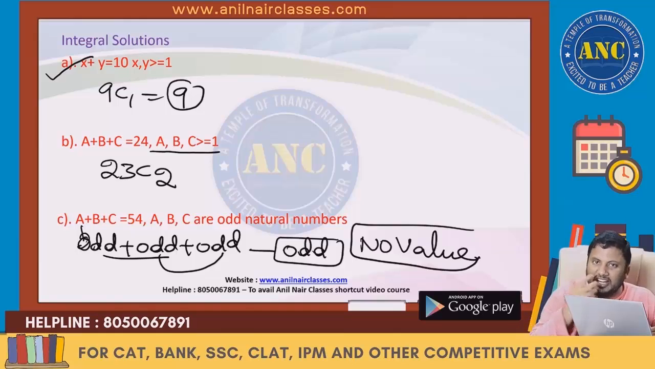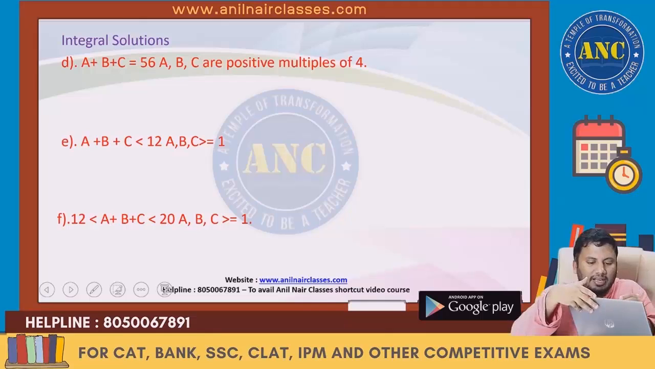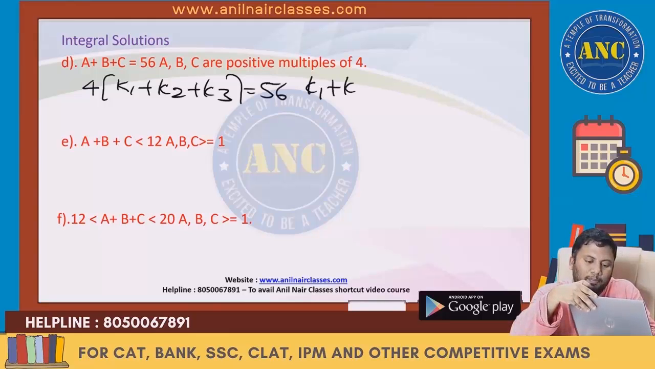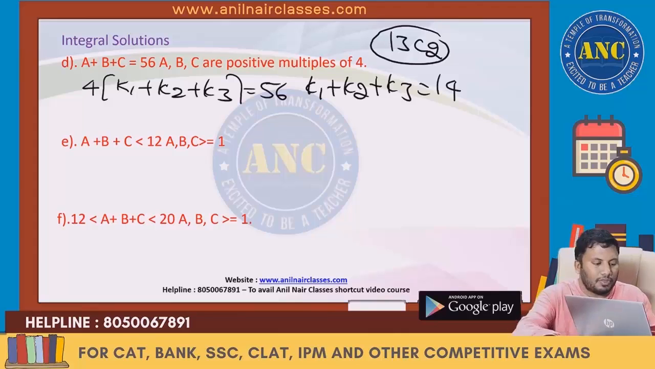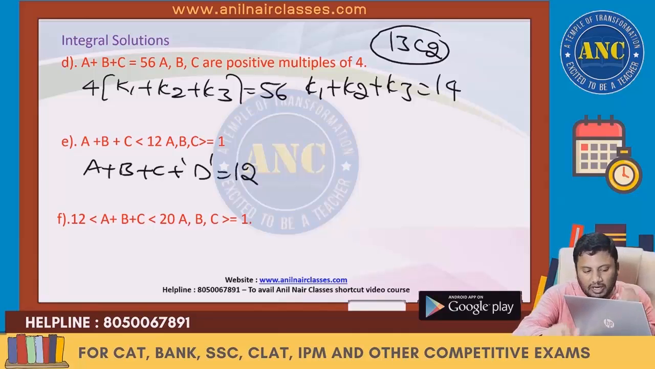I hope it is clear, something which we will do very fast because we have discussed. It is positive multiples of 4. 4 into k1 plus k2 plus k3, it is 56. k1 plus k2 plus k3, which is 14. Answer is 13C2. A plus b plus c less than 12. Add a dummy variable, plus d equivalent to 12.